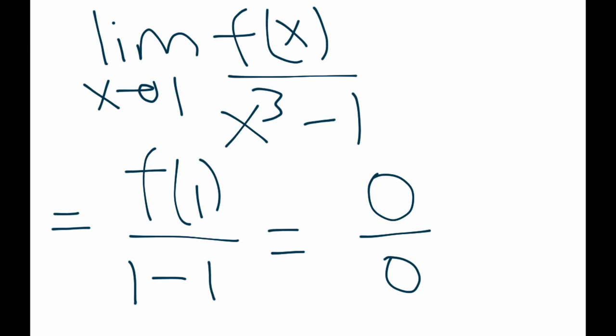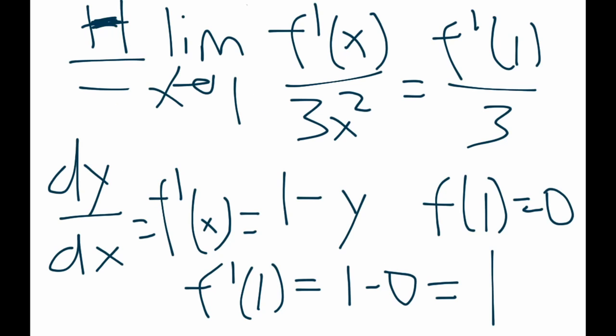So, the limit as x approaches 1 of f of x over x cubed minus 1 equals f of 1 over 1 minus 1, which equals 0 over 0, an indeterminate form, which means that L'Hospital's rule applies here. Using L'Hospital's rule, we get the limit as x approaches 1 of f prime of x over 3x squared, which equals f prime of 1 over 3.